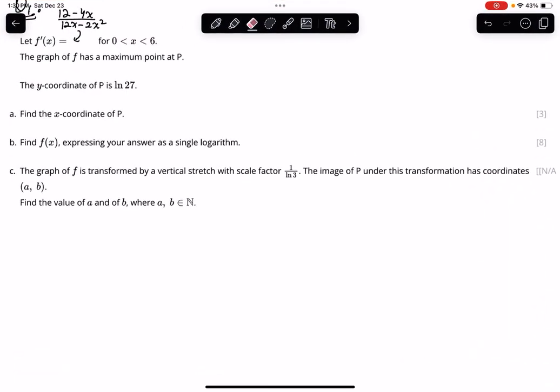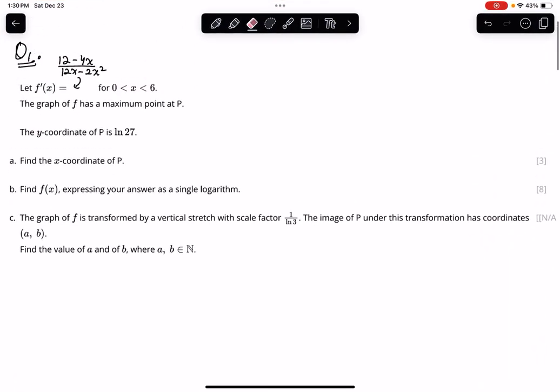Hi, so today we're going to be solving a question for SL Math. It's going to be relating to the topic of calculus, mostly integration.